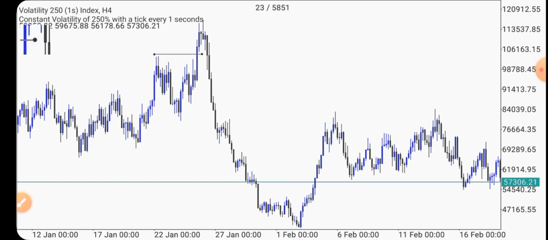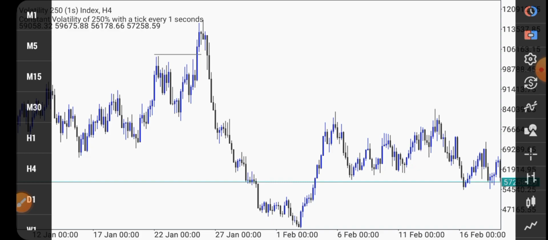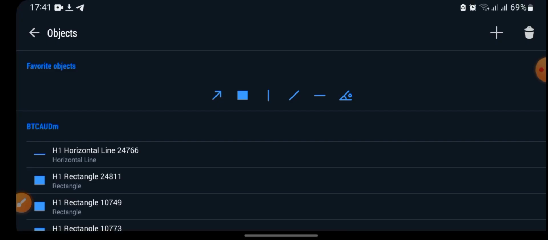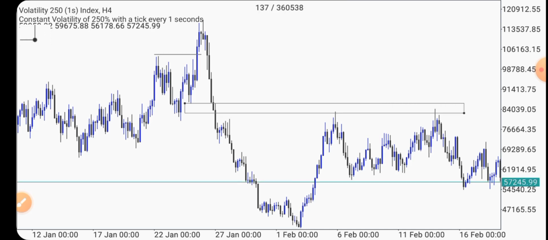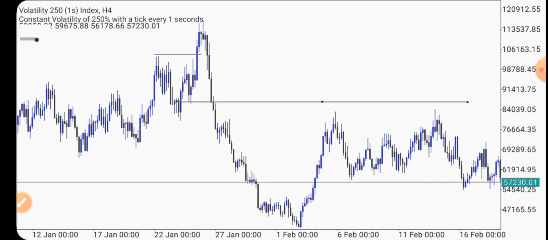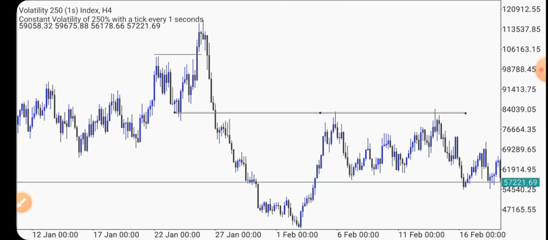It was actually a liquidity. Then it was taken out, and before the market broke that structure, this was the order block that was responsible for that move. So we can just put here at the end of these lines.